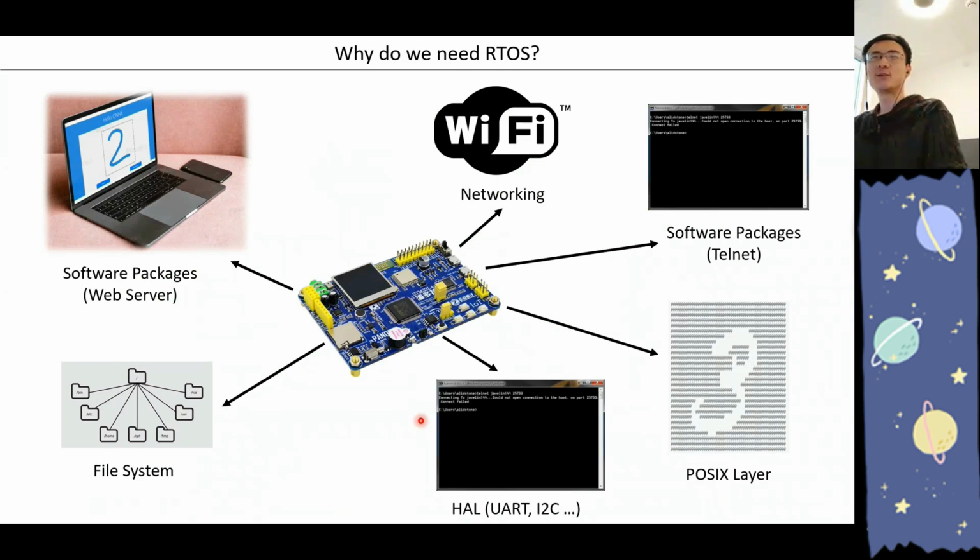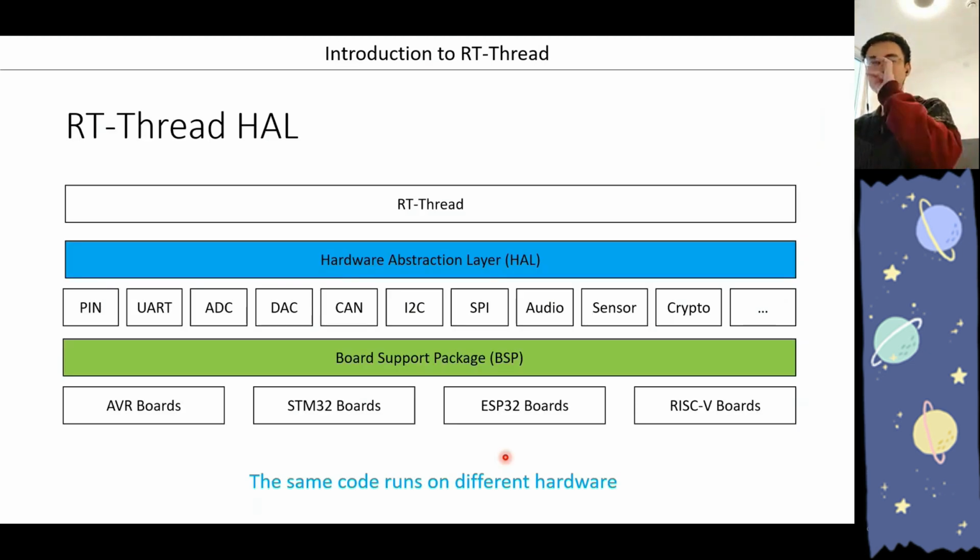So still the same project here. I will illustrate each component used in this project: the hardware abstraction layer, the file system, networking, the POSIX layer, and some software packages. So let's move on to the first one, the hardware abstraction layer.